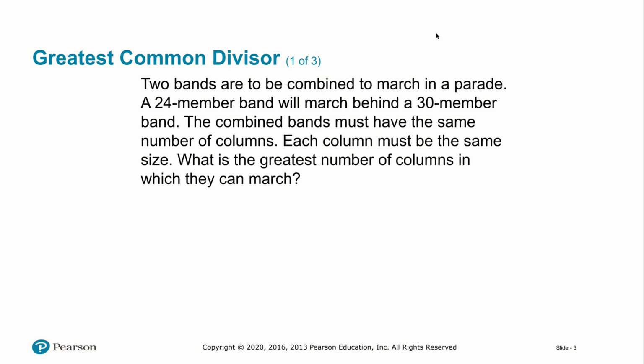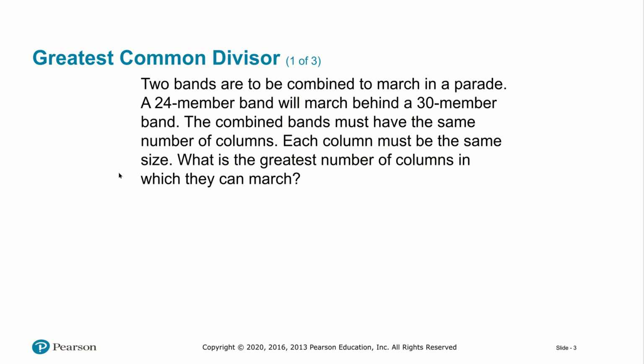Here's a nice problem to kind of get us motivated to learn about the greatest common divisor. We have two bands that are to be combined to march in a parade. A 24-member band that's going to march behind the 30-member band. The combined bands must have the same number of columns. Each column must be the same size. So these are the two requirements, right? They have to have the same number of columns, and each column must be the same size.